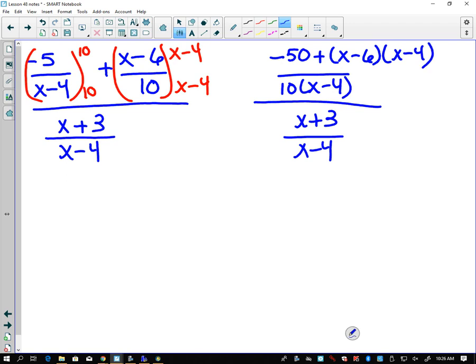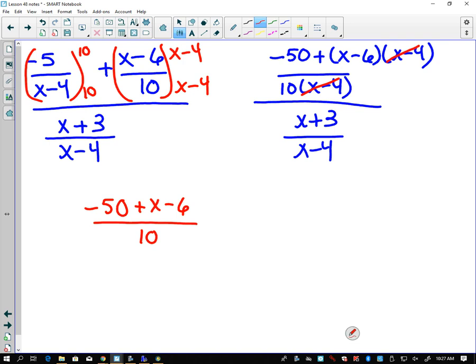Do you know why? Because at least right here, I can cancel out the x minus 4. Do we see that? I'm not saying it's going to work out for us like that every single time, but here it does. So now I have negative 50 plus x minus 6 over 10, divided by x plus 3 over x minus 4. So this is my simplified numerator.